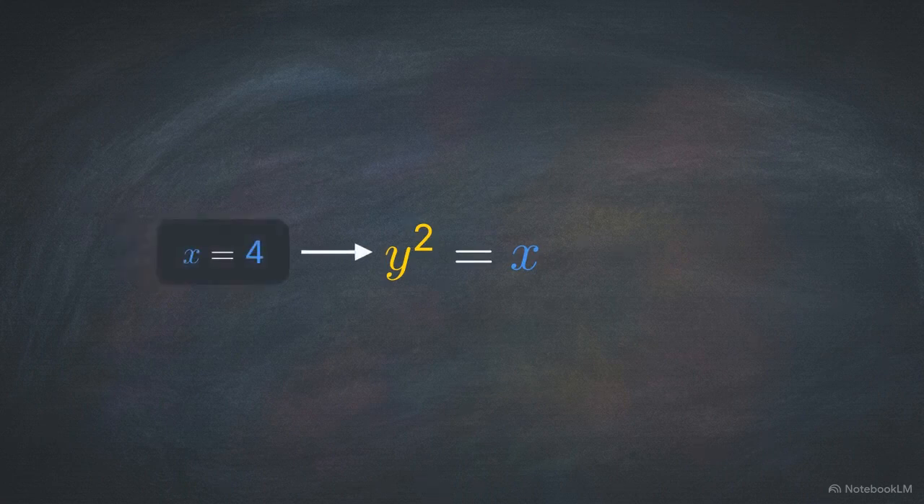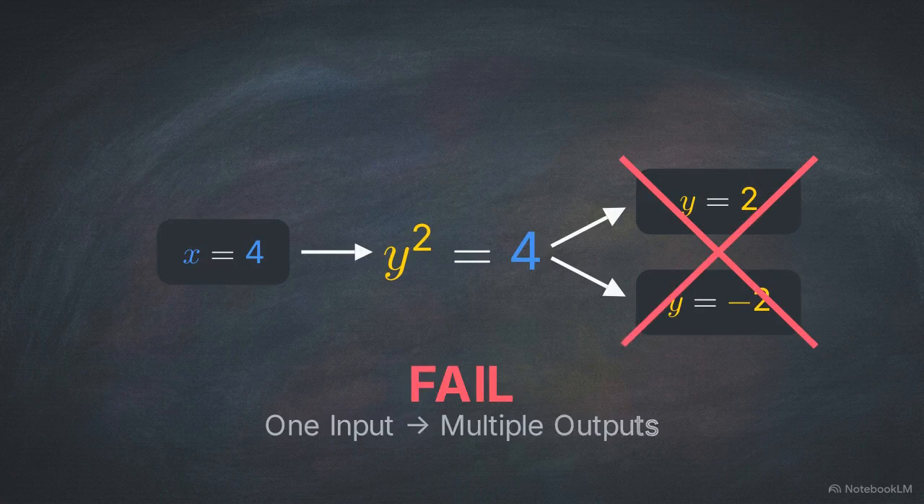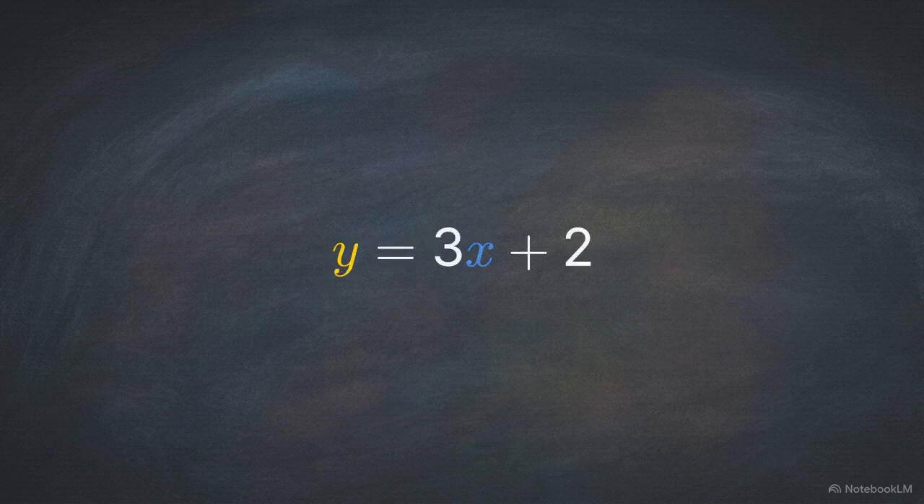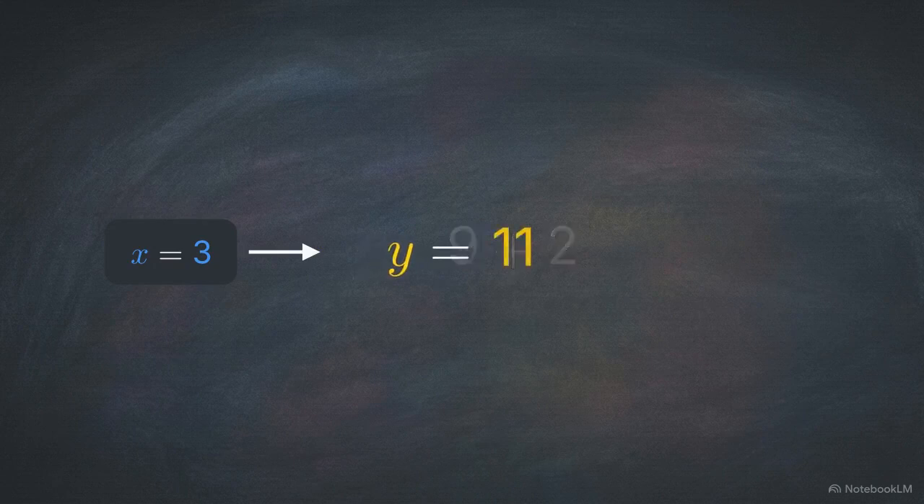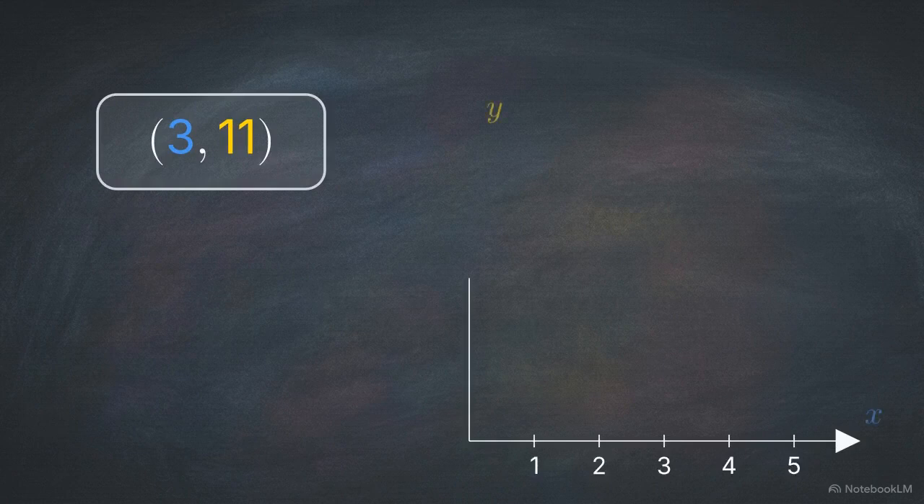Take the formula y squared equals x. Inputting a 4 produces two results, a positive 2 and a negative 2. Because one input generated multiple outputs, this equation fails the function rule. Contrast that failure with the linear function, y equals 3x plus 2. If you input a 3, the system calculates the math and outputs 11 every single time.